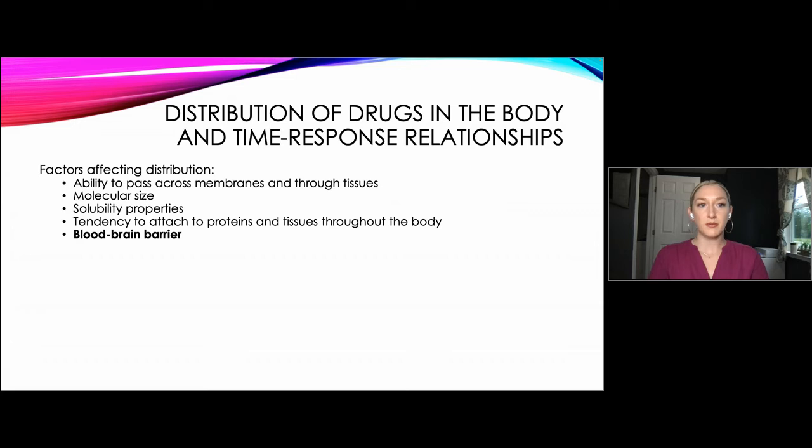When we're discussing the blood-brain barrier, we have to understand that blood is carried to the nerve cells of the brain in networks of capillaries. Drugs that are soluble in fatty solutions are more likely to pass across capillary membranes, known as the blood-brain barrier. This is a selective filtering between the cerebral blood vessels and the brain itself.